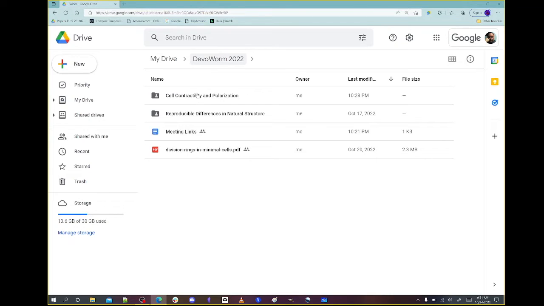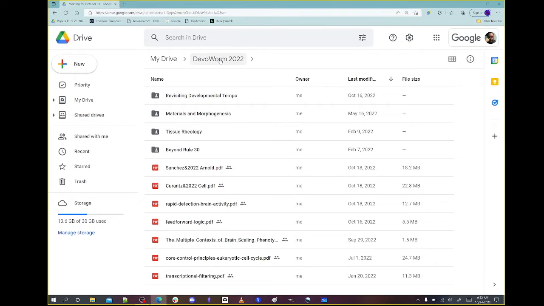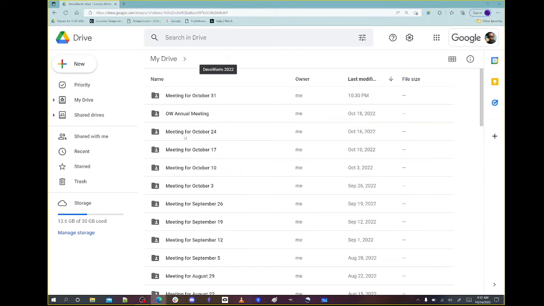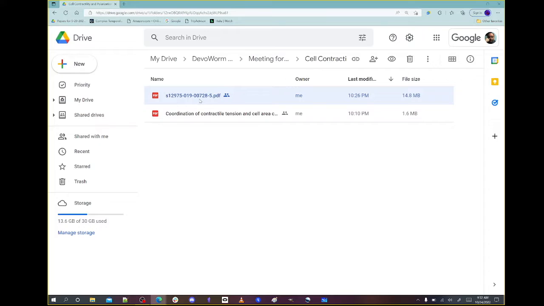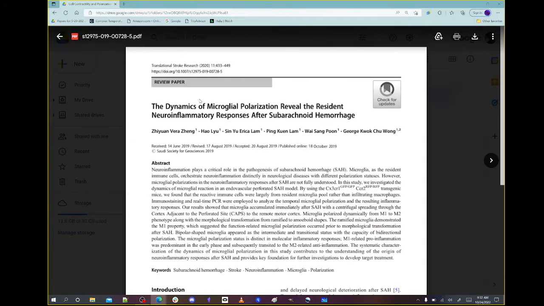Right, so actually, Susan sent me some papers on cell contractility and polarization, and for some reason it's going back here. So I was going to move on to that. Susan's been sending some nice papers on cellular physics and cell contractility, so I figured I'd cover some of these papers, and we can talk about them. So this is one of the papers.